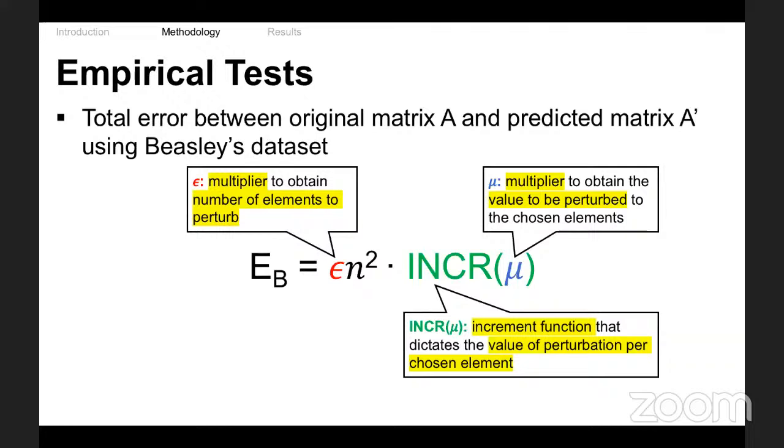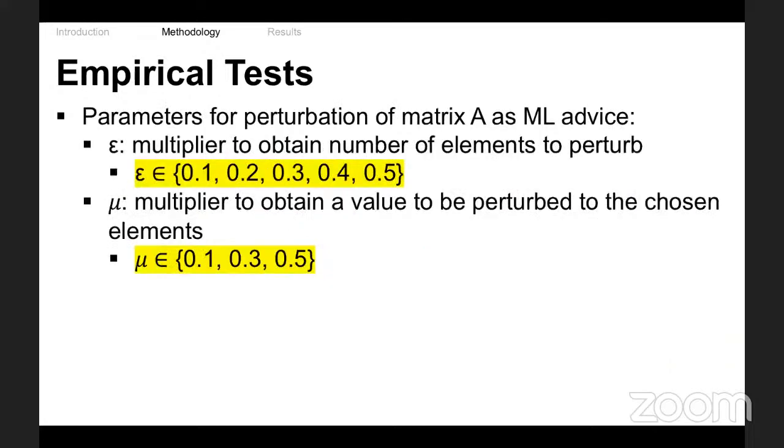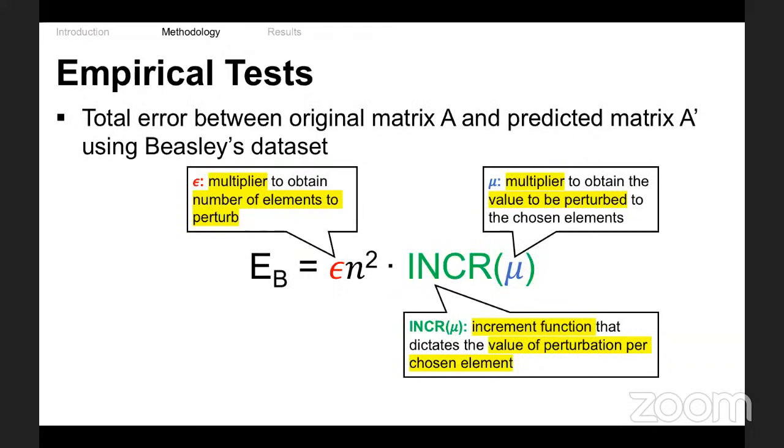And then next is mu. Mu is a multiplier that can be used to obtain the value of perturbation for the perturbed elements that come from epsilon. This is also enclosed in a function, which is the increment function. The increment function changes the value of the perturbed elements of the matrix. In the following slide, I will be showing how we would be using this increment function.